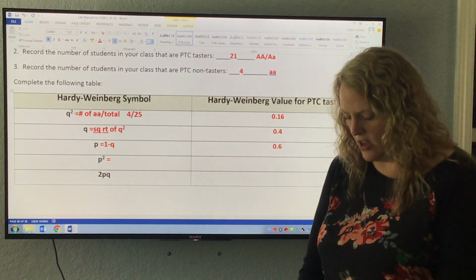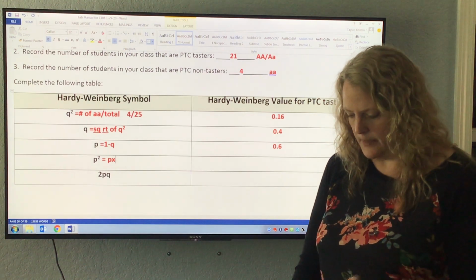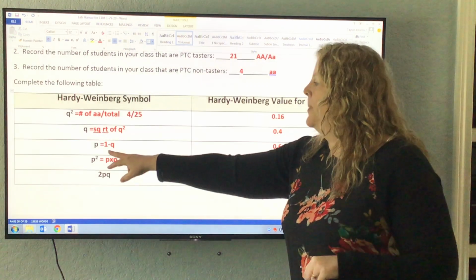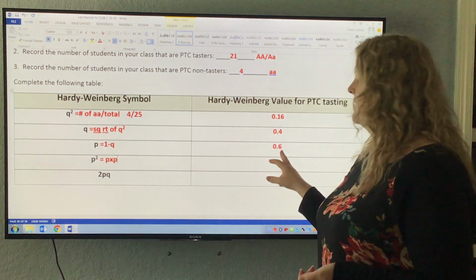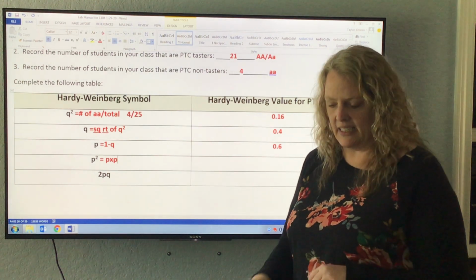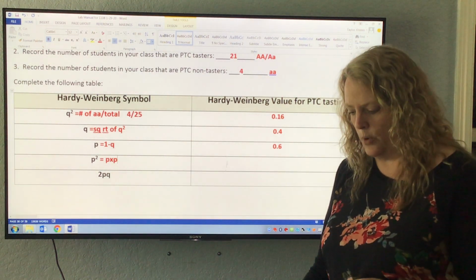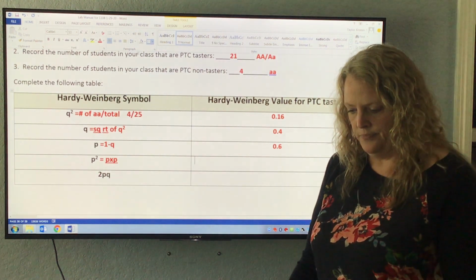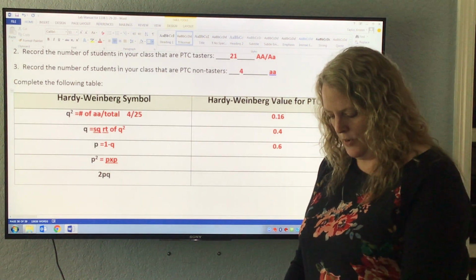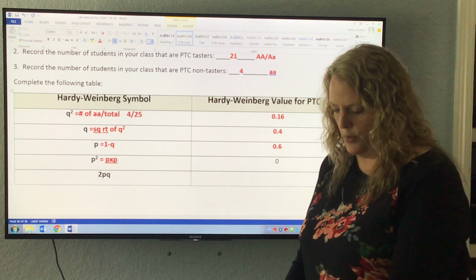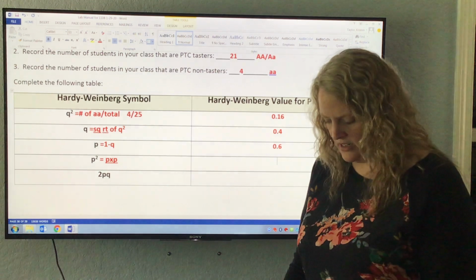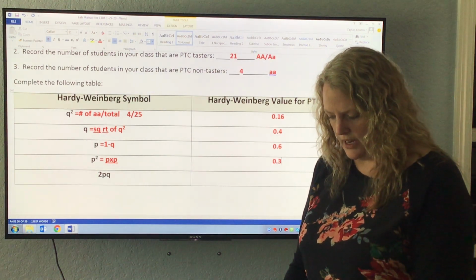Okay, to solve for your P squared, all it is P times P. P times P. So we go back up here for your P, we solved it 0.6. Then you put in your calculator 0.6 times 0.6. And you should have on your screen 0.36.